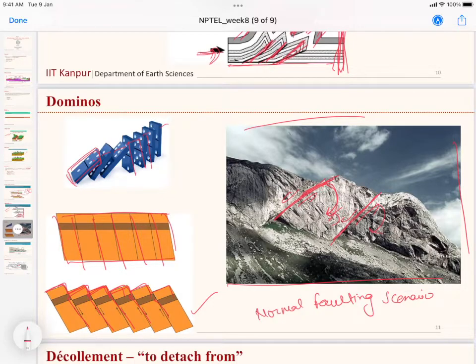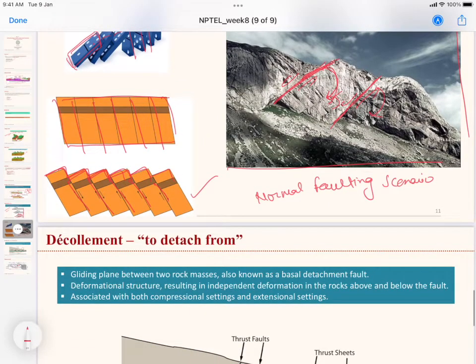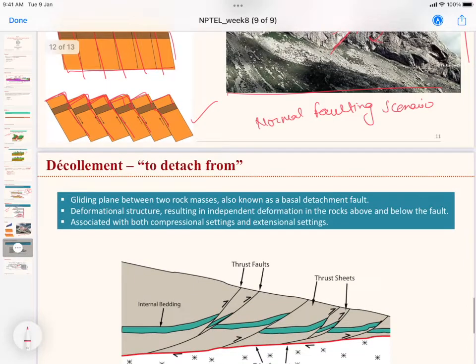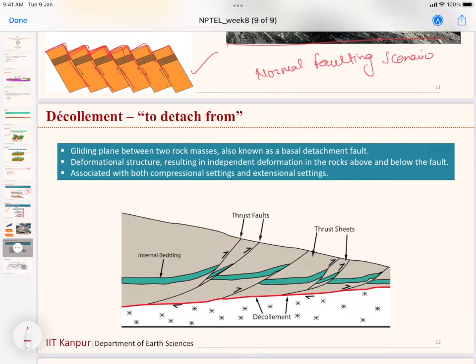Now moving to the last deformational setting, that is the décollement, which is a French word which means to detach from. Okay, this is a very interesting one, I can say. So what happens, this is the main fault, the red one. This would be my main fault or the basement fault. Now from this main thrust fault, and it's a thrust fault system, remember, all these subsidiary faults are forming. You can see all these secondary thrust faults are originating from this main fault.